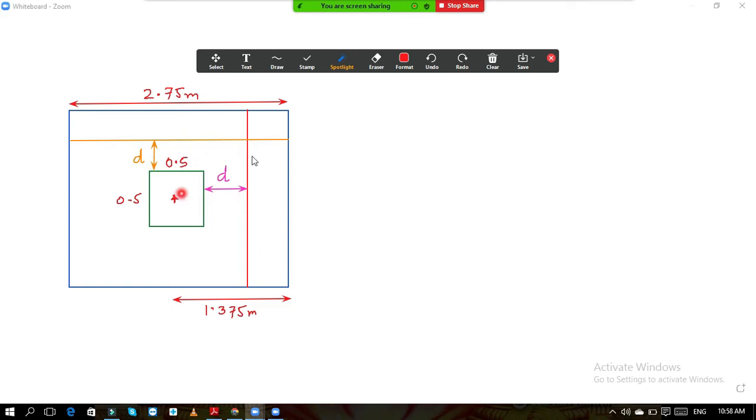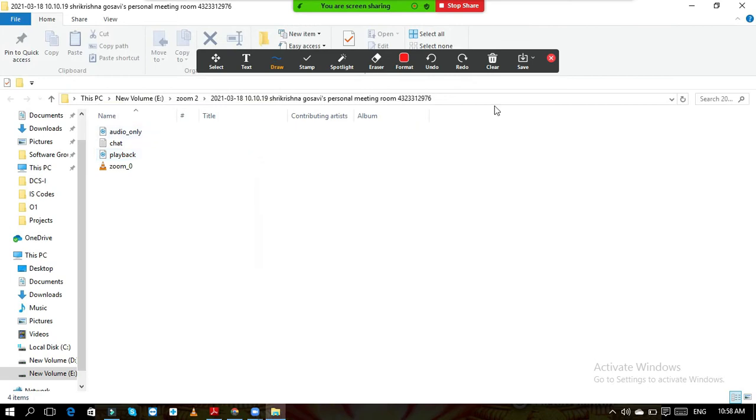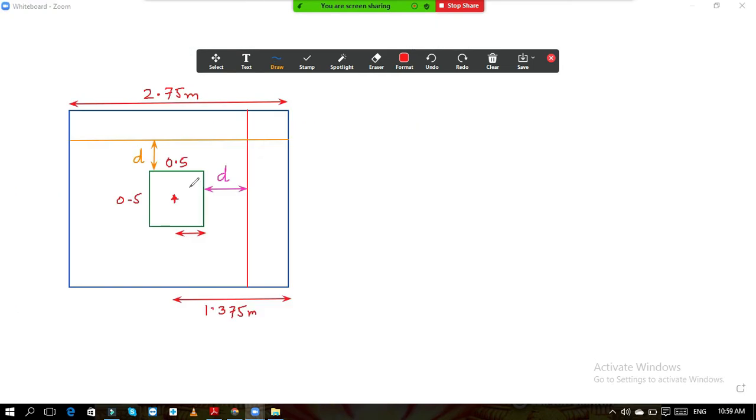Now see, this total is 0.5 for this column. So what is half of that? Now again, if I take it for the column from the center to this point, this much, this distance is 0.25. Okay, this is 0.25. Now this is D.